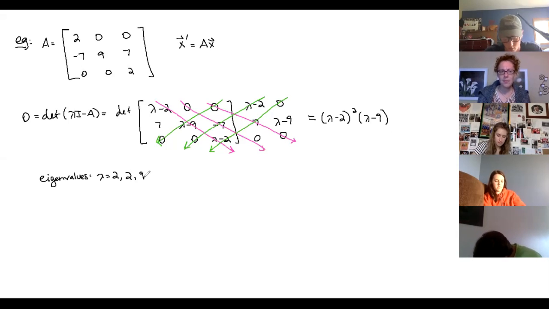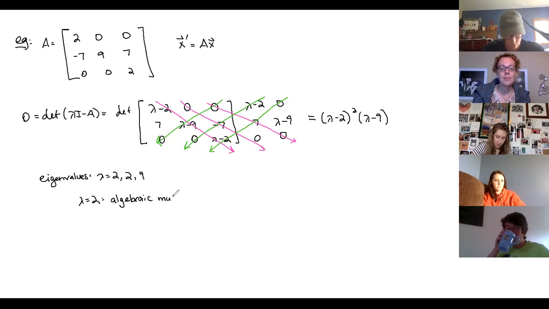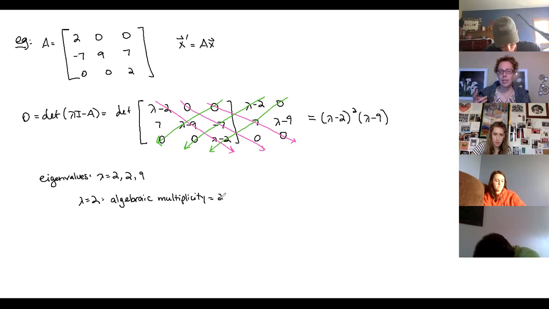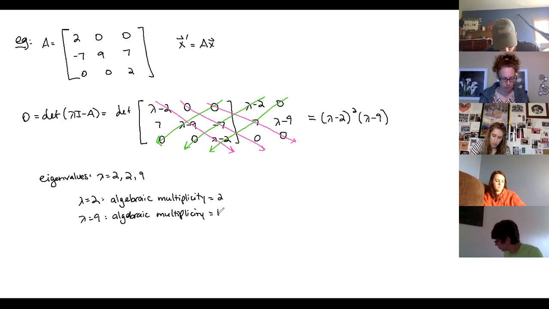We're good? Everybody's good? Okay, so now let's talk algebraic multiplicity. For lambda equals 2, the algebraic multiplicity is equal to 2 because lambda equals 2 shows up twice as a root. Like I said, algebraic multiplicity is super easy to find, no problem. For lambda equals 9, my algebraic multiplicity is equal to 1 because lambda equals 9 shows up once as a root. Are we doing good? Everybody's good up to there? I'm getting some thumbs up, some nods.